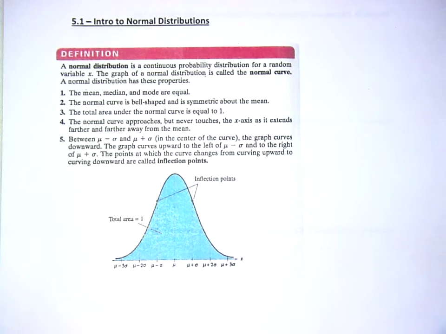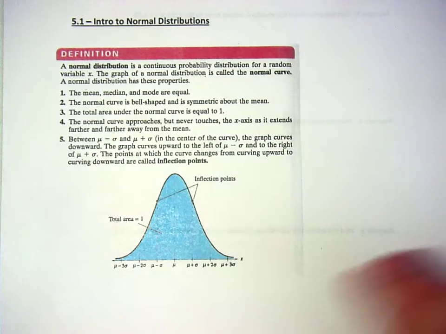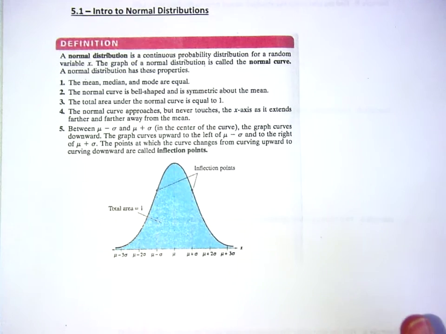Okay. So, this chapter is all about normal distributions. We've done a lot of probability stuff. Chapter 3 was about finding the probability of and or problems, that kind of stuff.